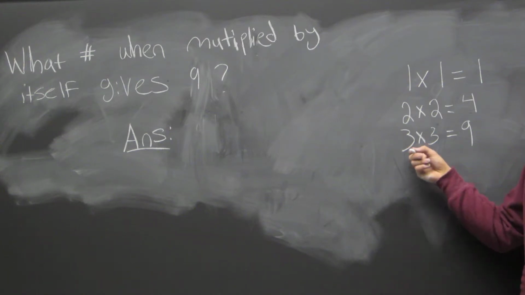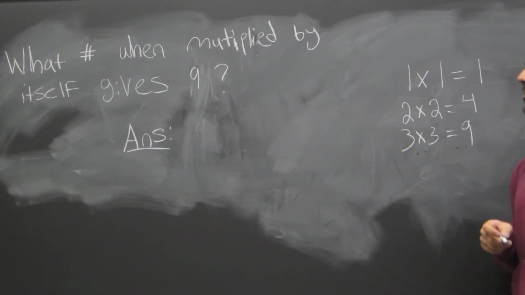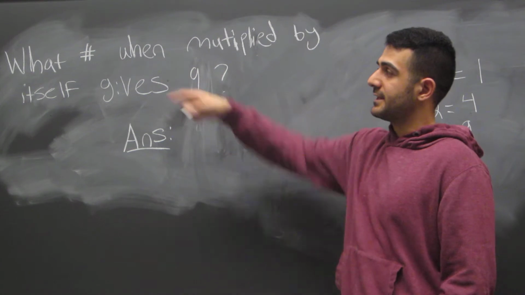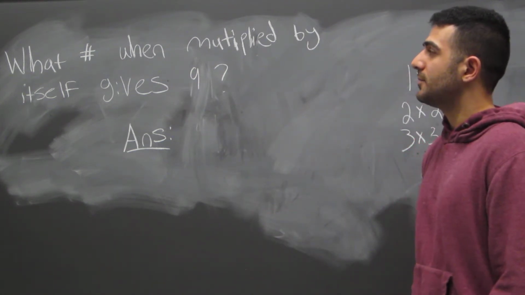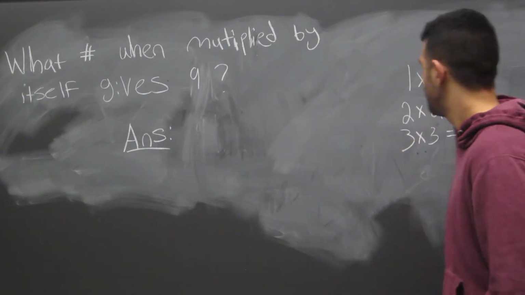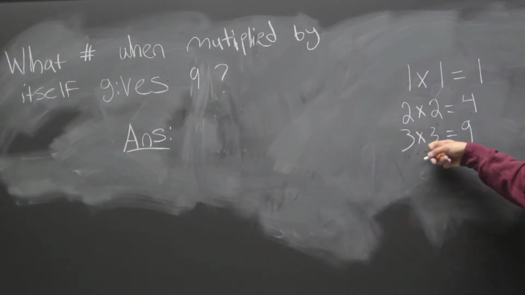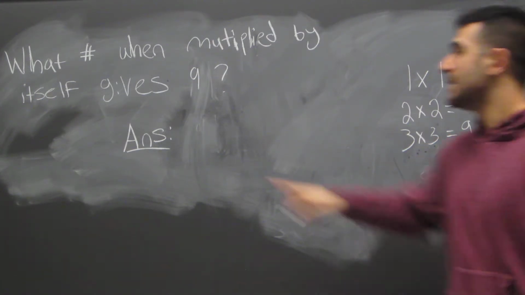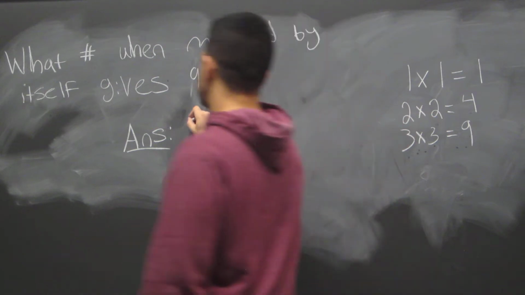So we found out that 3 times 3 is equal to 9. This question was asking, what number, when multiplied by itself, gives 9? 3 multiplied by itself equals 9. The answer we're looking for is 3.